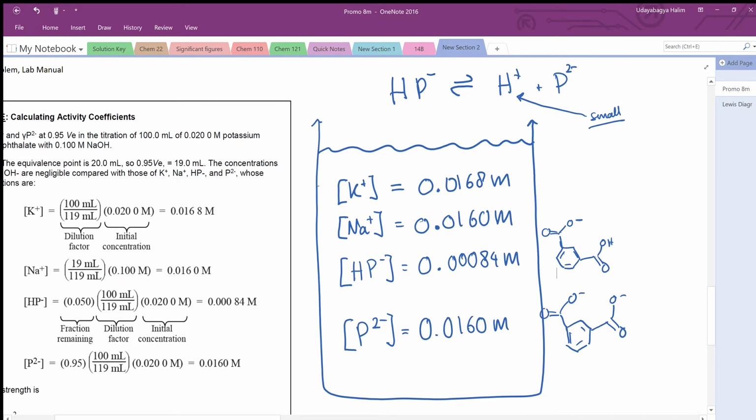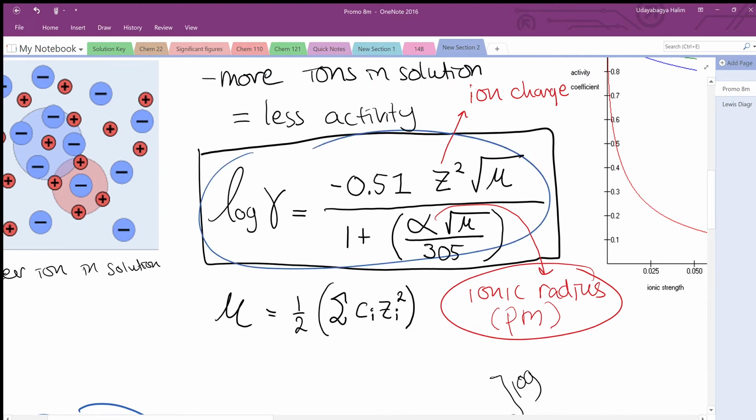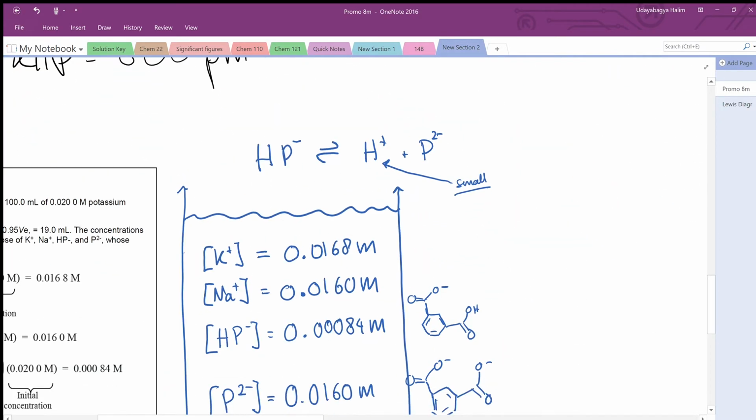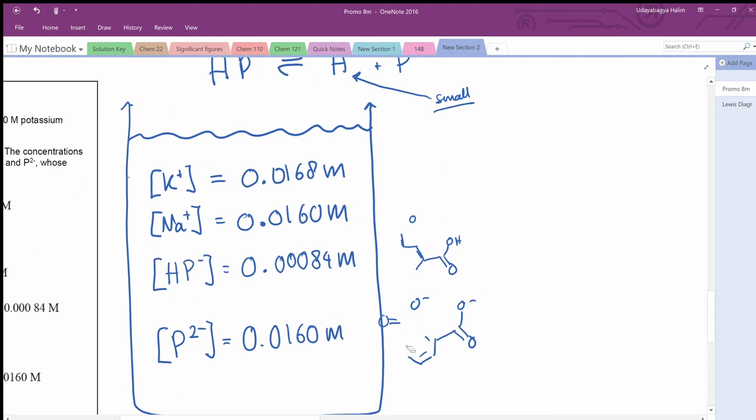In terms of the calculation that we have to do, the first thing we want to do is plug into the equation that we have earlier, which is this Debye-Hückel equation. So first we need to know the ionic strength, right? The ionic strength is just 1/2 times the concentration times the charge squared. So let me go on to the next one here. I'm just going to put a table. The contribution to the ionic strength is the concentration of the species times its charge squared.